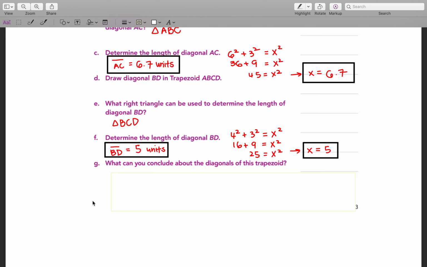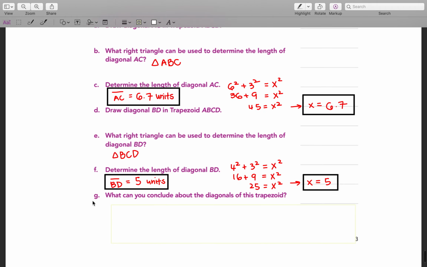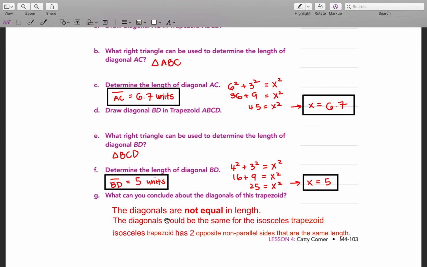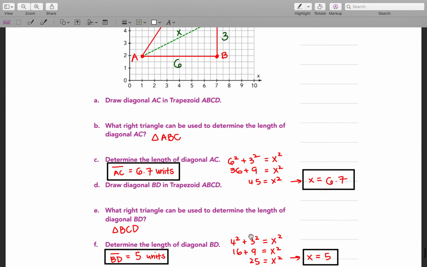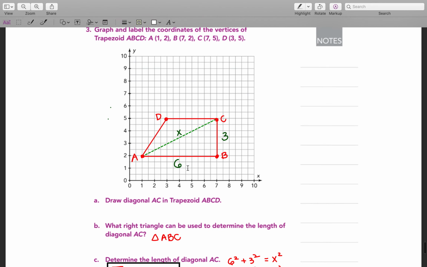So what can you conclude about the diagonals of this trapezoid? Well, for AC it was 6.7, for BD it was 5. So obviously the diagonals are not equal in length. The diagonals would be the same for an isosceles trapezoid. An isosceles trapezoid has two opposite non-parallel sides that are the same length. So for example, this one is not an isosceles trapezoid.